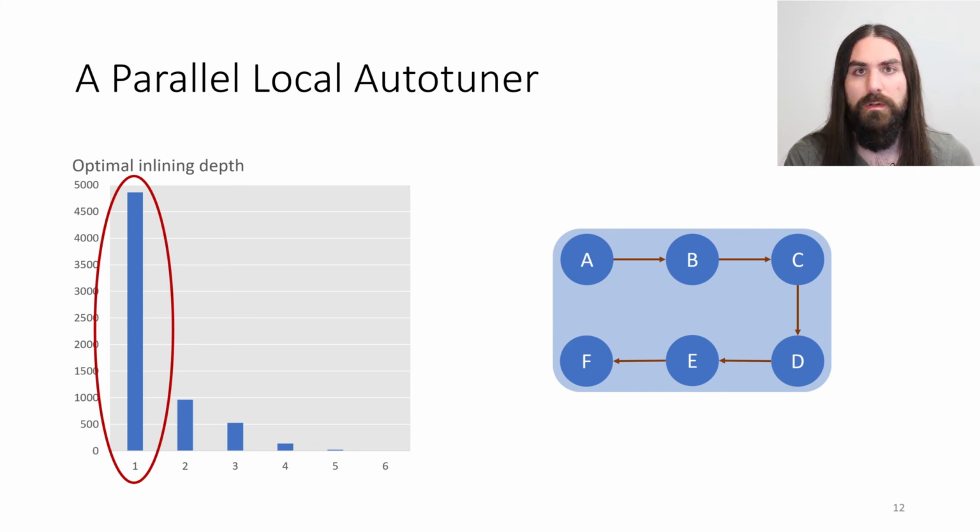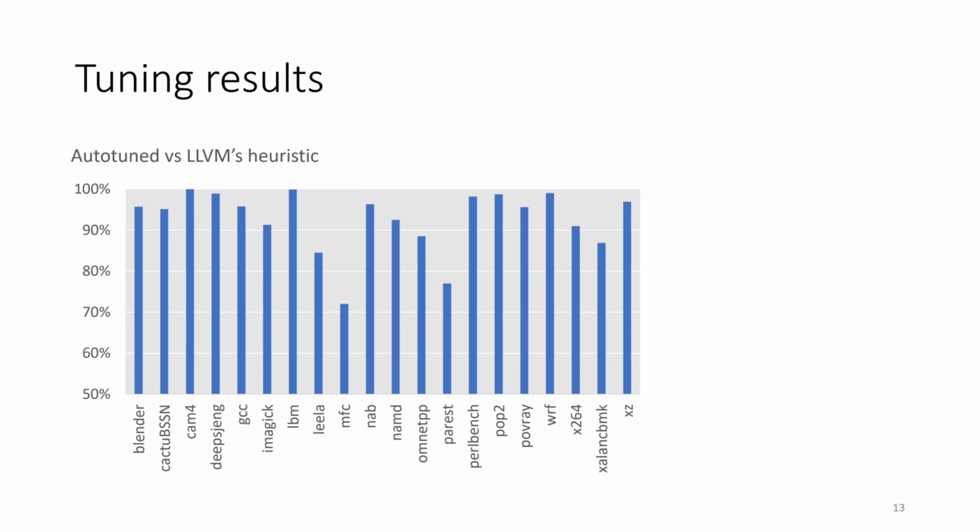One can run the autotuner over multiple rounds, so it does this check in parallel for all edges, collects the results, and then repeats the experiment until either convergence or for a fixed number of rounds. The starting point can be either a clean slate, so nothing inlined, or LLVM's own decisions. So we can run LLVM, check what its inlining heuristic chose, and then use this as a starting point for the autotuner.